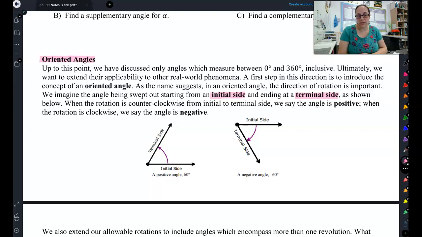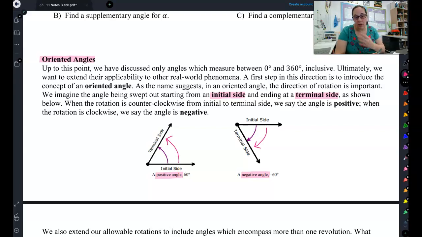Now, we also want to define what direction we go. So we have said that if we go in a positive direction, we're going to call that counterclockwise. So anytime we go counterclockwise from our initial side, we say that is a positive angle. Then, if we have a negative angle, we're just going to define that as clockwise from the initial side. So if we start at the initial side and go clockwise rotation, we're going to call that a negative angle.